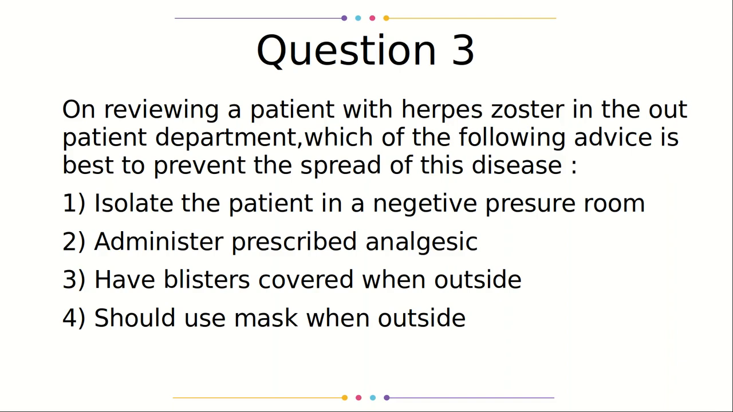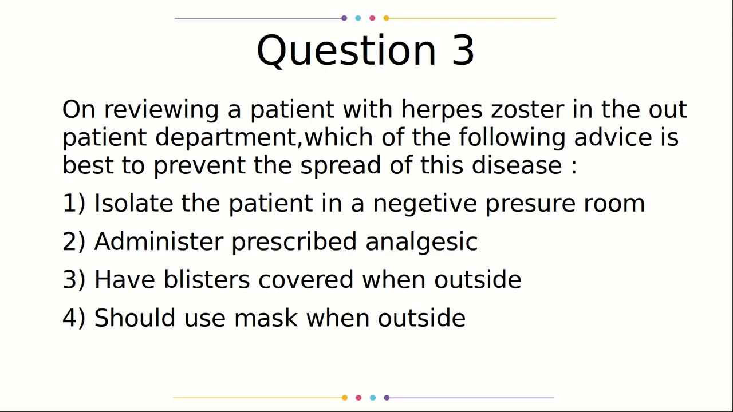The last question: on reviewing a patient with herpes zoster in the outpatient department, which of the following advice is best to prevent the spread of this disease? Isolate in a negative pressure room. No, that's for airborne. That's for infection that can be transmitted through air. Then administer prescribed analgesic. That's for pain. Have blisters covered when outside. Yes, that's the only related answer.